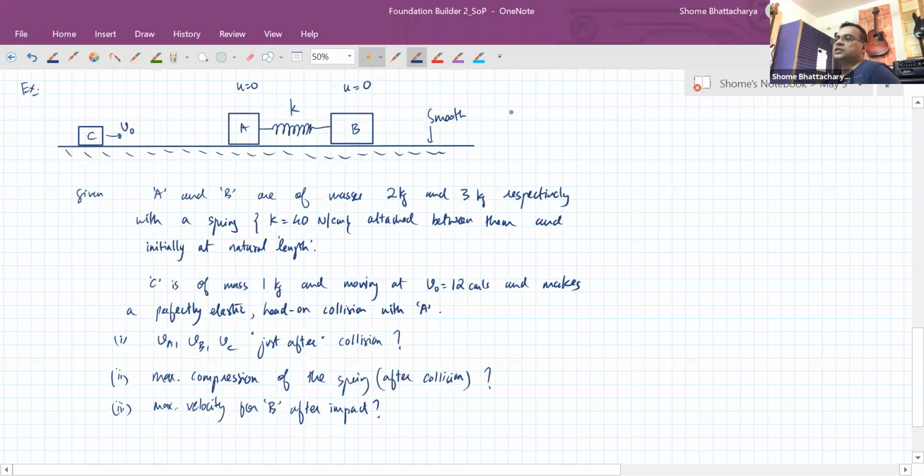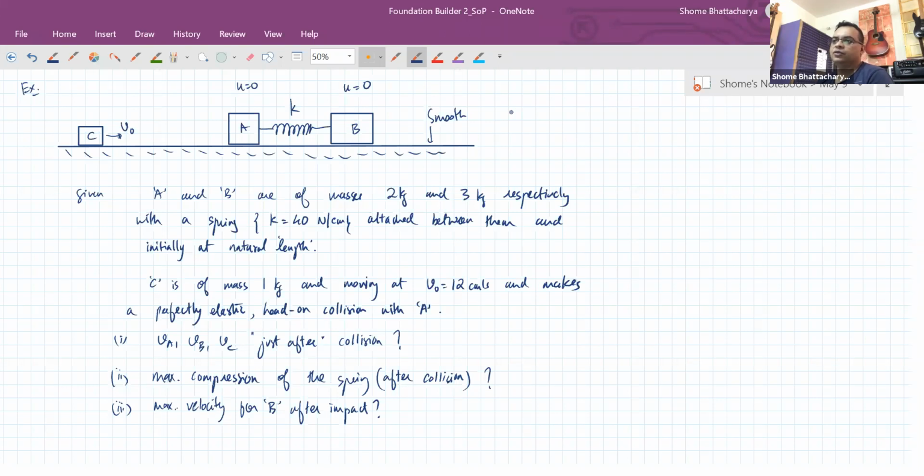So again, you have to basically break up this question into two parts. One is the collision between C and A. And you have to understand that because the spring has variable length now, at the time when the impact happens, the spring is at natural length position. So it does not have any tension. So the spring does not play any role for the collision. The collision is like a collision between two blocks C and A. And the moment A starts moving, now the spring comes into action.